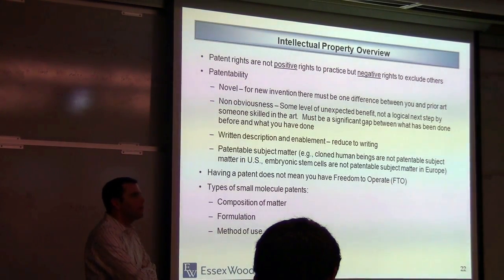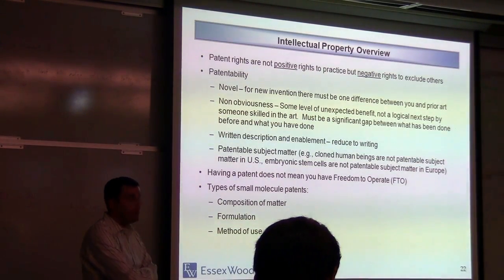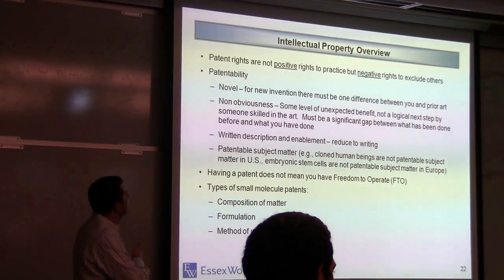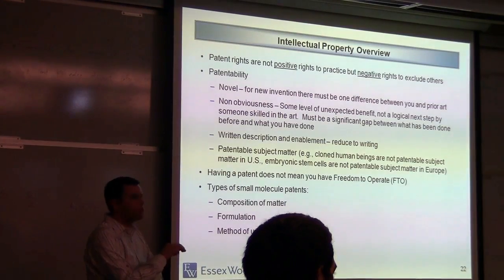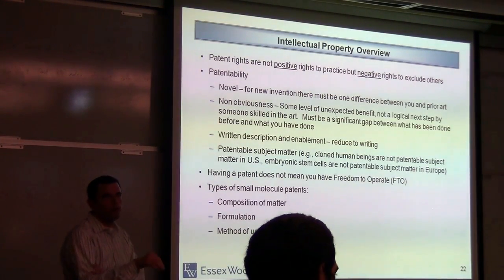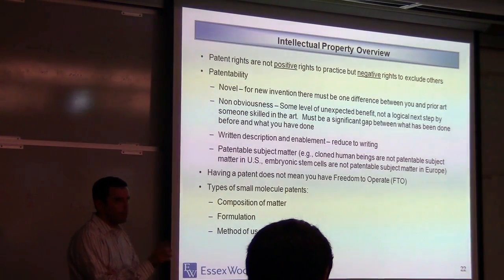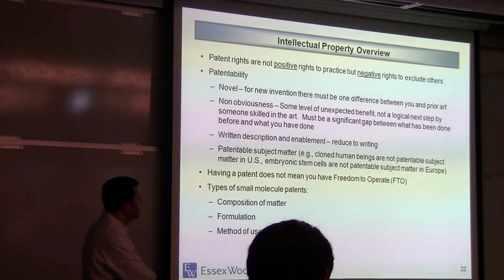In terms of patentability, your ability to get a patent, the first thing you look at is: is it novel? For a new invention, there must be at least one difference between you and what's called the prior art, what else is already out there. For the most part, this is a pretty low hurdle. It just needs to be a little different than what's already out there.